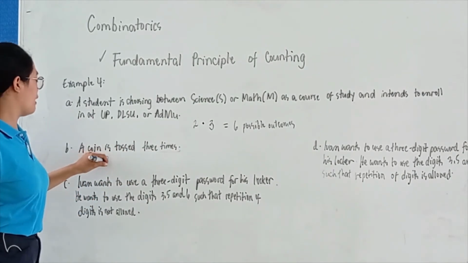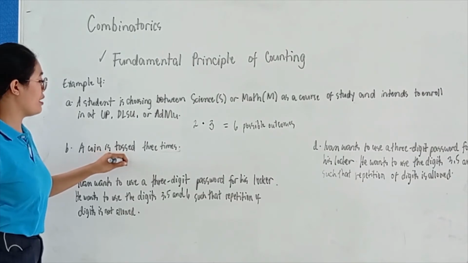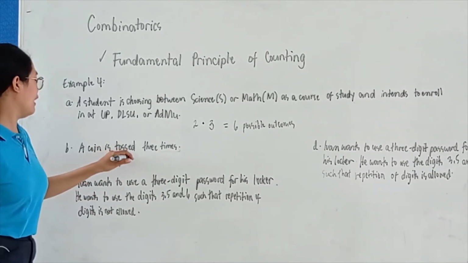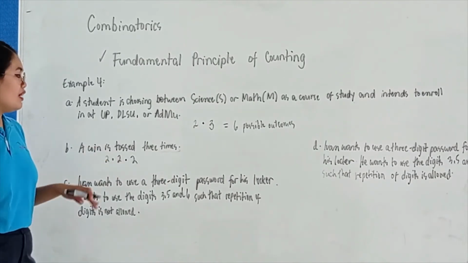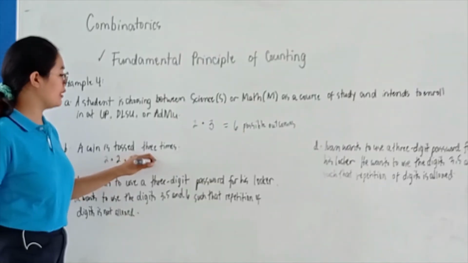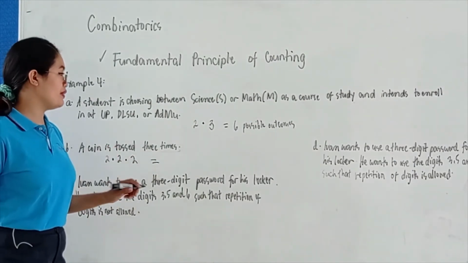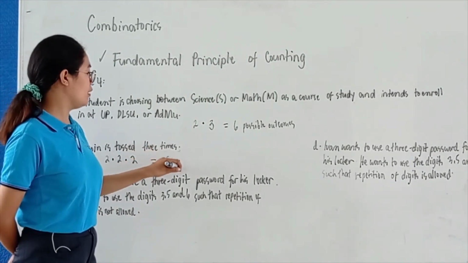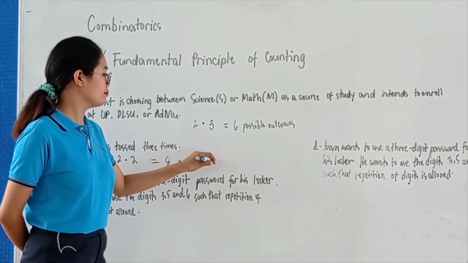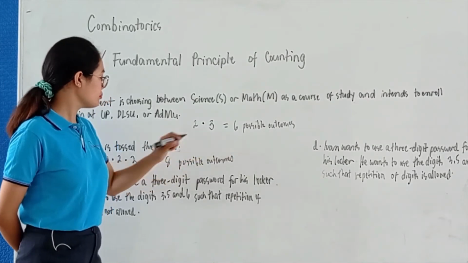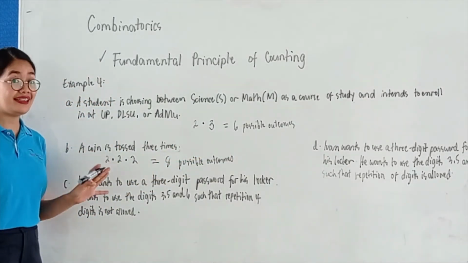For the first toss, we have 2 outcomes. Second toss, we have still 2 outcomes, head or tail. And for the last toss, we still have 2 outcomes, head or tail. Getting the product of these outcomes, we have 2 times 2, that's 4, times 2, we have 8. Meaning there are 8 possible outcomes for this event where we toss our coin 3 times.